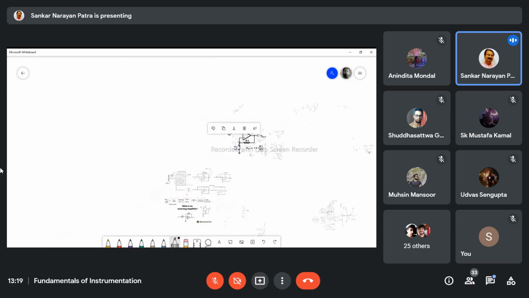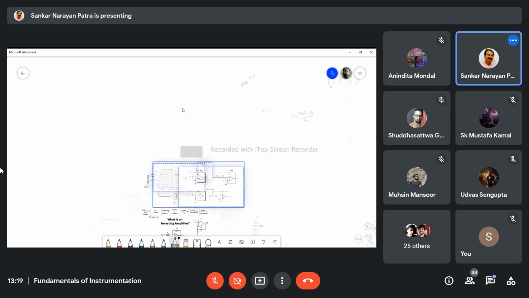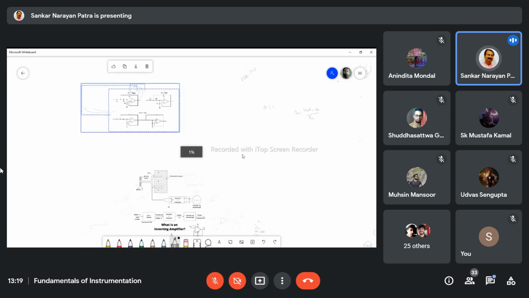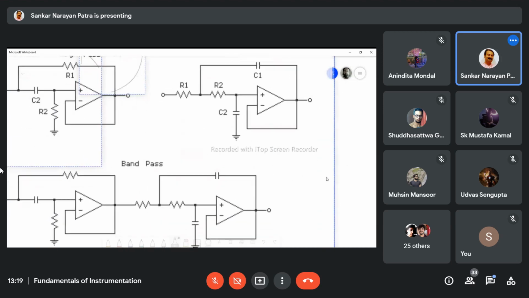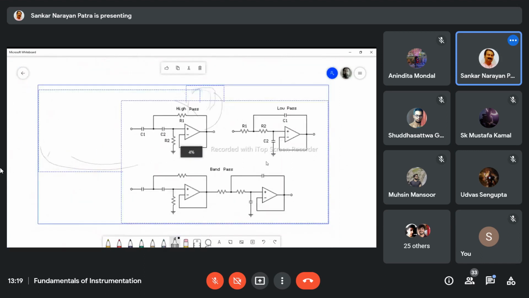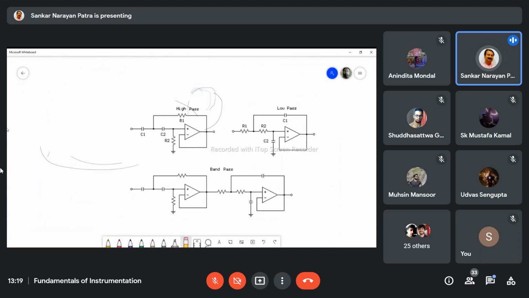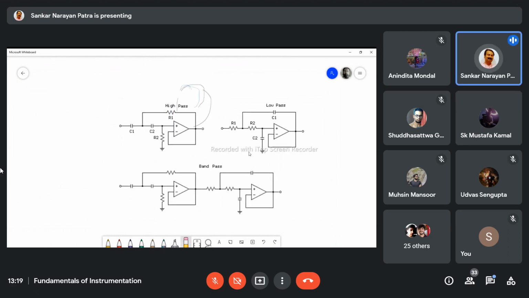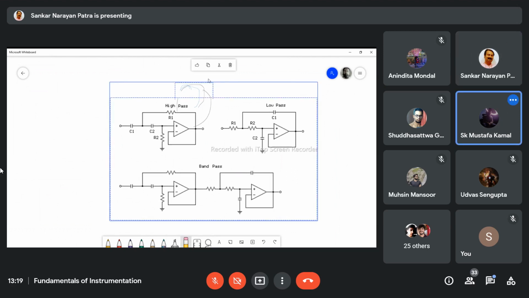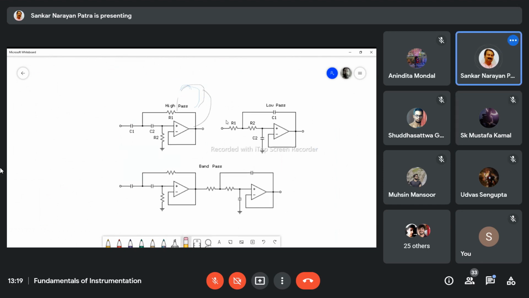So this part is clear to you. Now here is some special kind of circuit. By name you can identify they are actually filters: band pass, low pass, high pass. These are filter circuits.